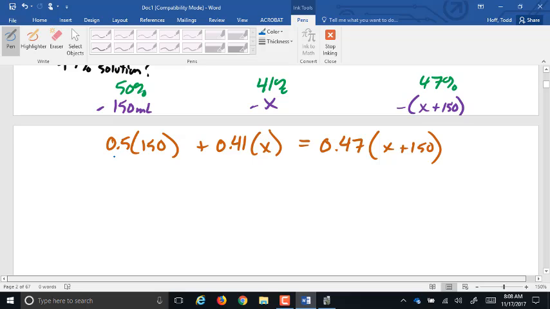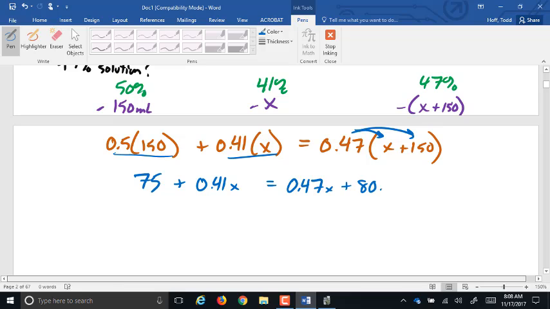We've got parentheses. Let's do our parentheses first. What can we do here? That's 75. How about here? That's 0.41x. Anything else we can combine on the left side? No. Over here, 0.47 times x is 0.47x. 0.47 times 150 is 70.5, not 80.5.